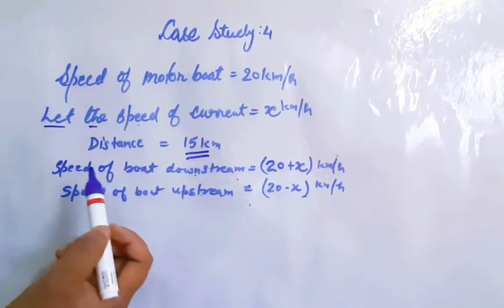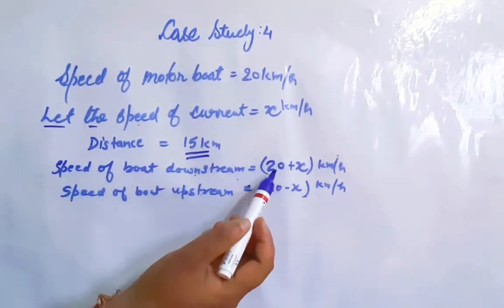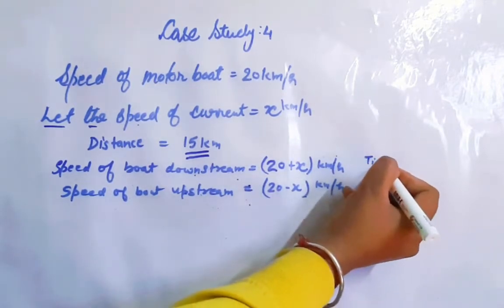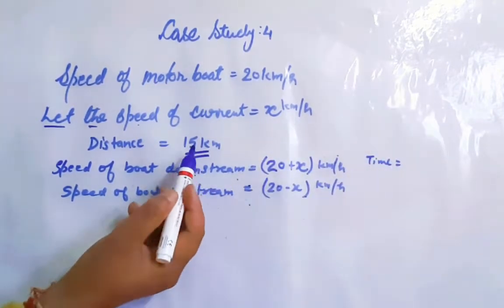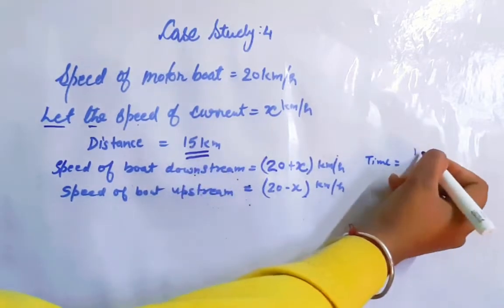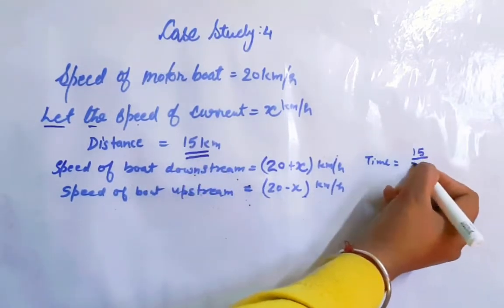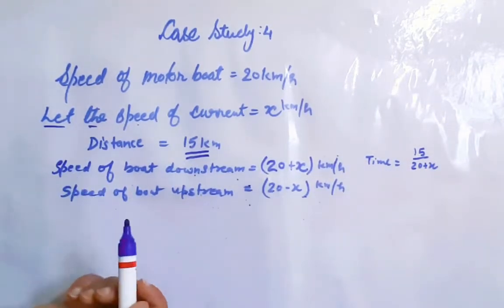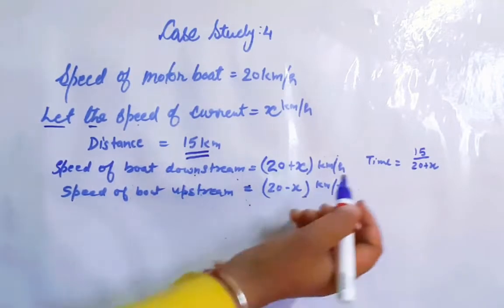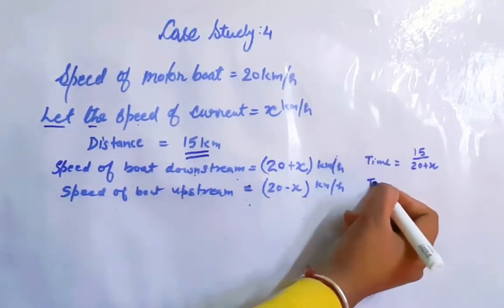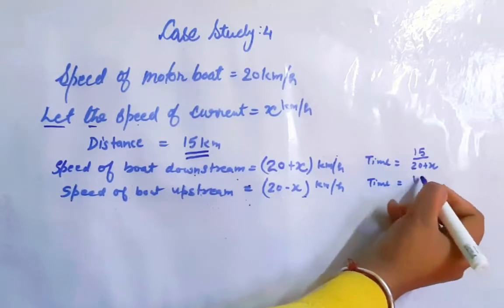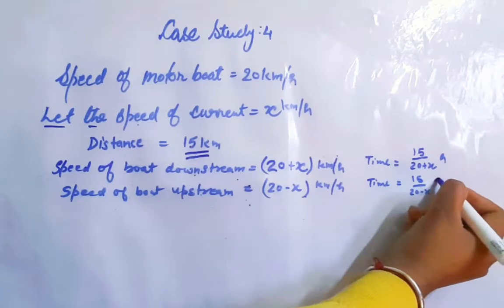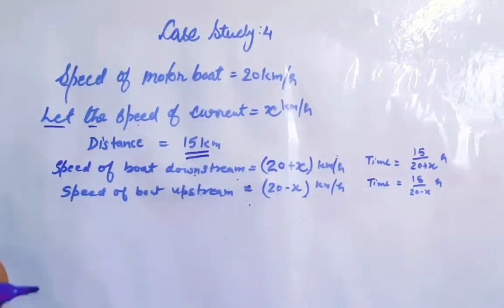So if the speed of the boat downstream is 20 plus x, how much time will it take? The time will be equal to distance upon speed, that is 15 upon 20 plus x. And for upstream, the time will be 15 upon 20 minus x hours. So now let us see the questions.